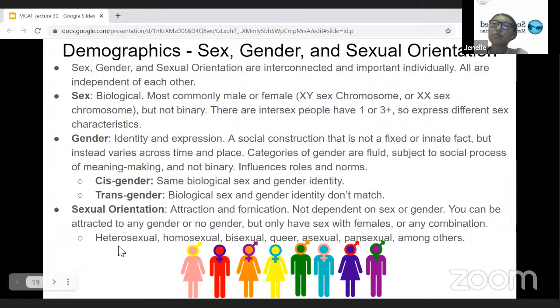And some examples are, not exactly the most common, but I guess the original norm was that most people would be heterosexual, but then there are also those that are homosexual, bisexual, queer, asexual, pansexual, and a bunch more other terms that can be looked up if you want to learn more.